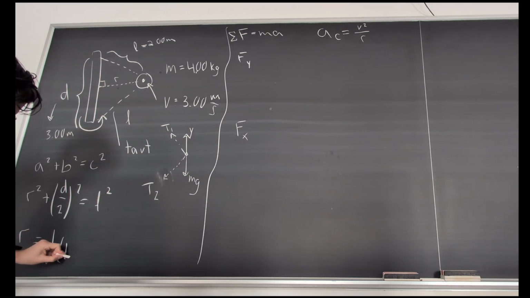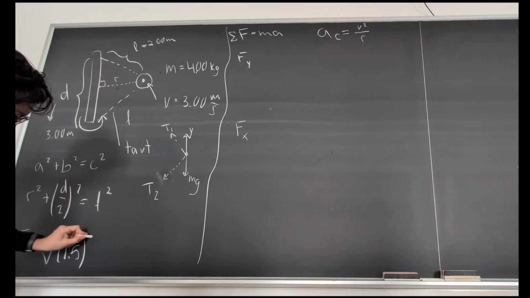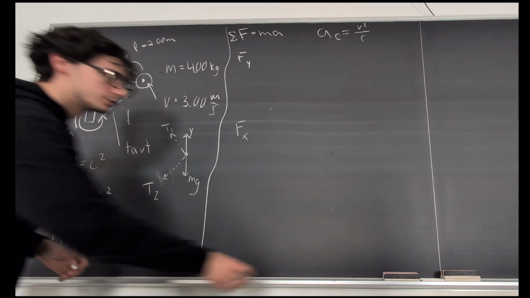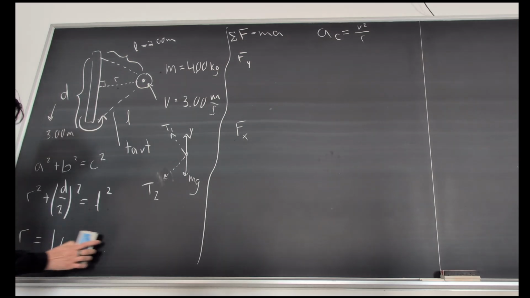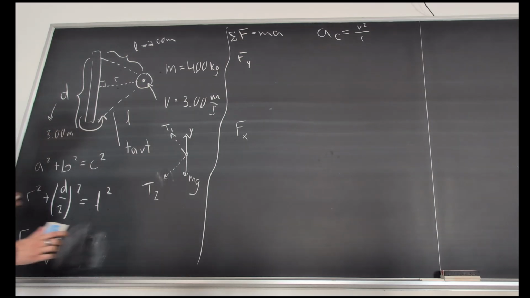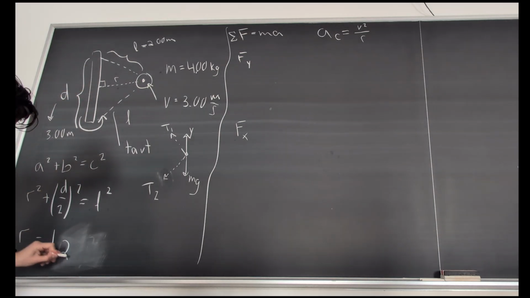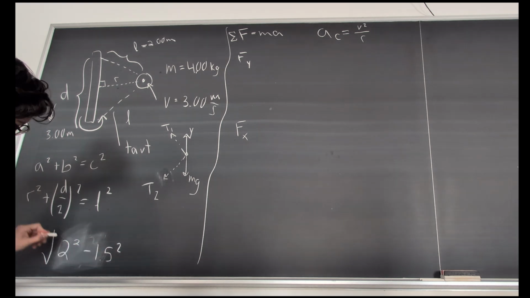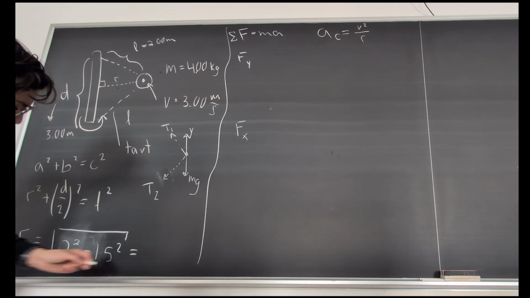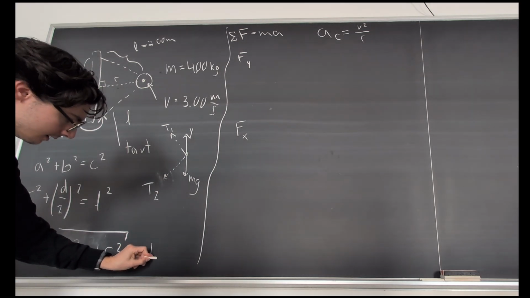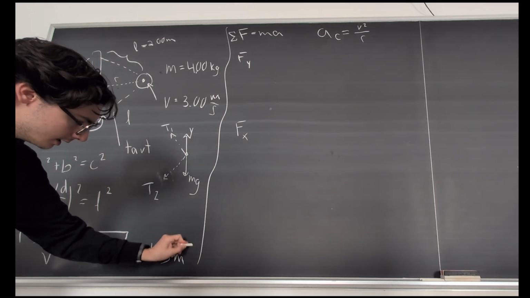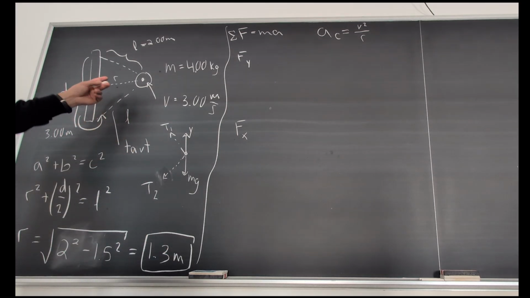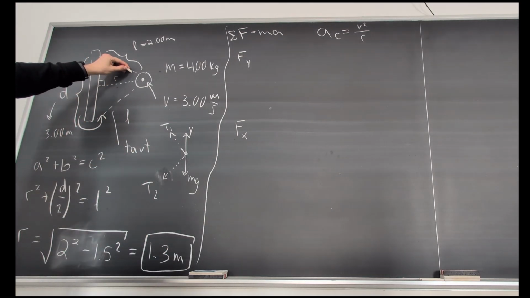d is 3, so this is 1.5 squared. Actually, it's this minus this, so I should make a little correction. L is 2 meters, so r equals the square root of 2 squared minus 1.5 squared, and this is the length of r. I think I calculated it, I'm going to try to remember. This is just 1.3 meters. 1.3 meters for r.